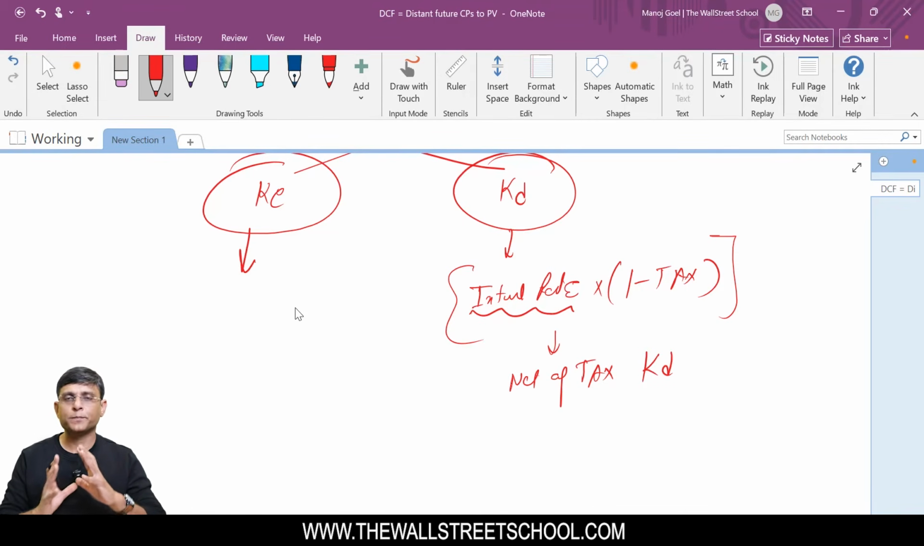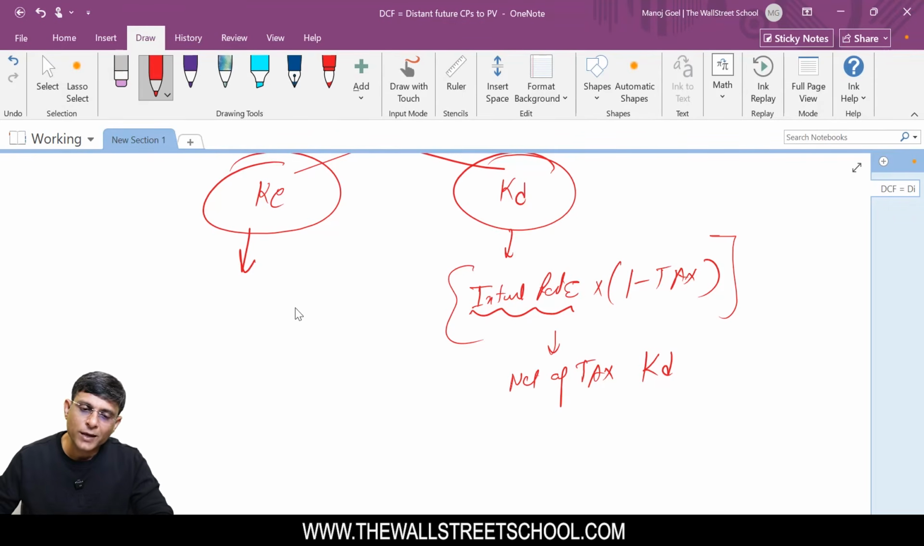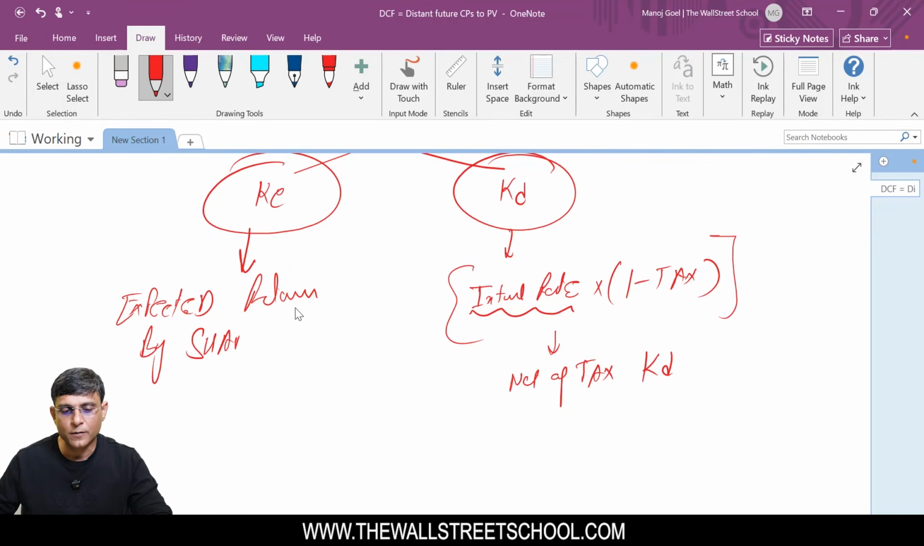Cost of equity, guys, is slightly different. It's a bit more complex than cost of debt because it is not explicit. In case of debt, it is explicit: when a bank gives you a loan, they charge you an interest rate which is mentioned in the loan agreement or document. But in case of equity, when a company raises equity from investors, nothing is mentioned. Nothing is explicit here. So how do we calculate this cost of equity? This cost of equity is nothing but the expected return by your shareholders. What return your shareholders are expecting from the company.